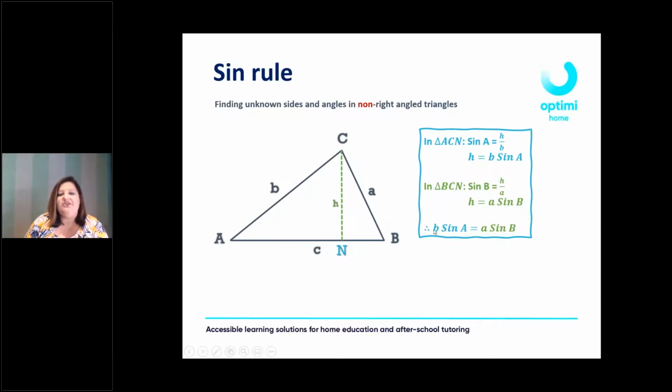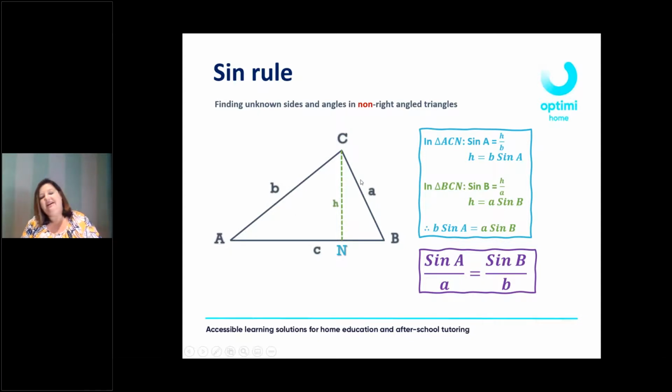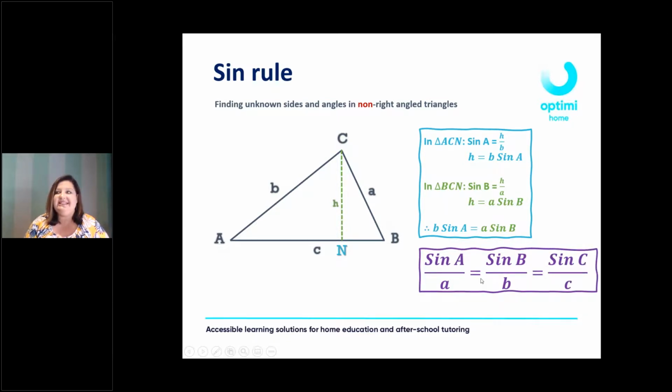Now it's just swapping around. I'm going to divide with my b on this side, divide with my b on that side. The two b's here will cancel, and I'll have a sin b over b, and the same with the a. It comes down to sin a over a is equal to sin b over b. And we can work that out with another right-angled or perpendicular line over here, but it can be extended to sin c over c. Right, so it's quite easy to remember.